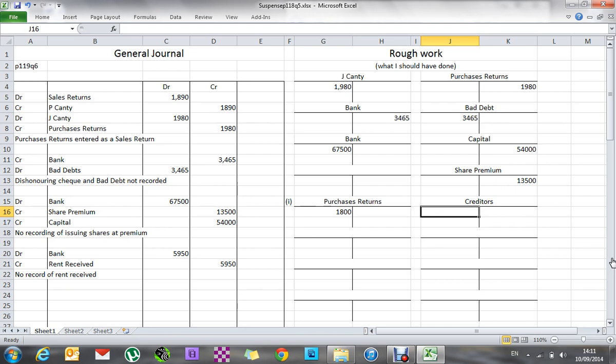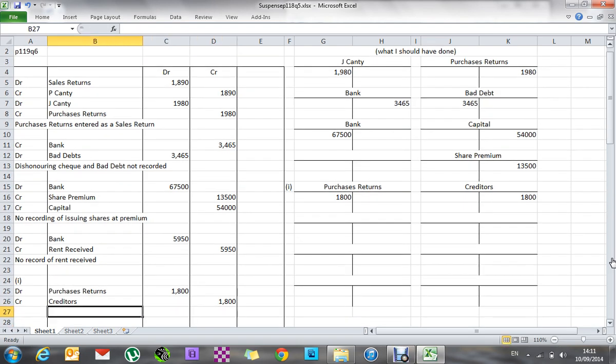But now I've taken too much away from their account, so I'm going to add 1,800 onto them. That was never recorded anywhere, so I'll just put that straight in. So this is going to be number 1. We're going to debit purchase returns, and then we're going to credit creditors. So to say again, we had taken too much money away from the money we owed our creditors, so we're just going to add that figure back on. Okay, so that's the first thing that we did.